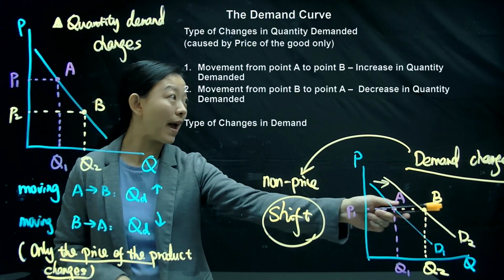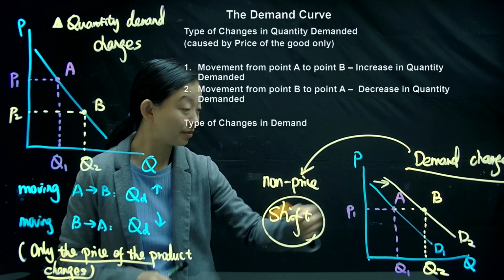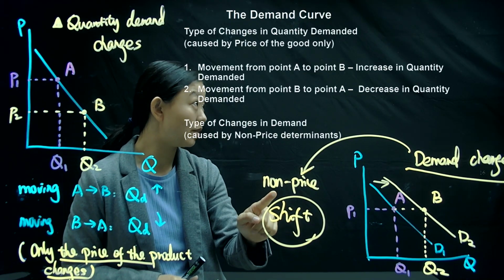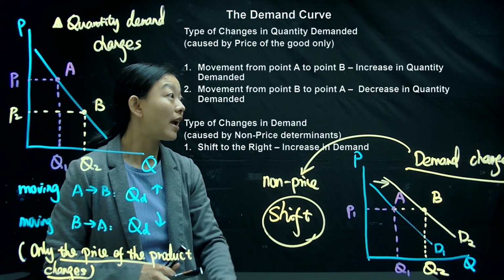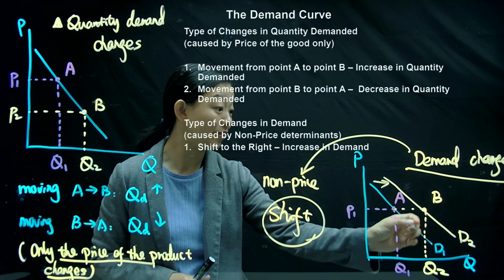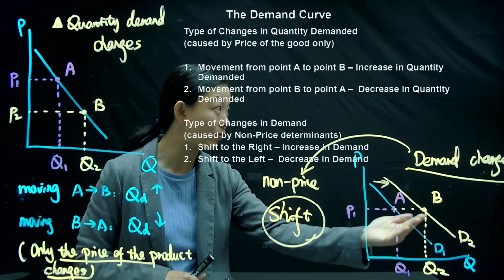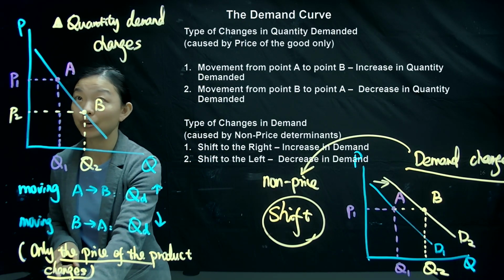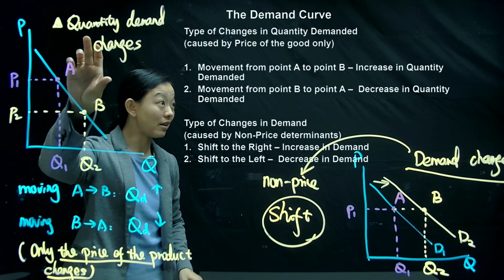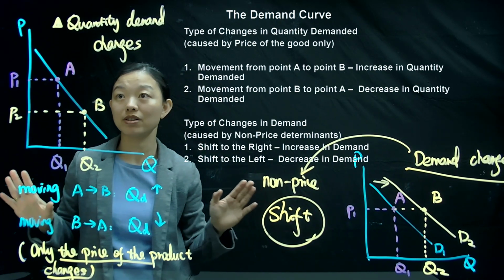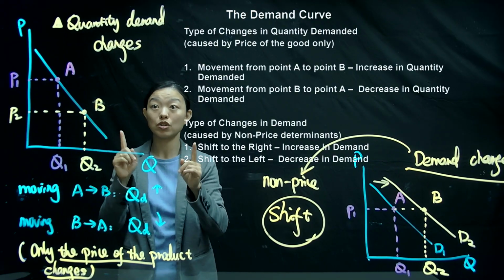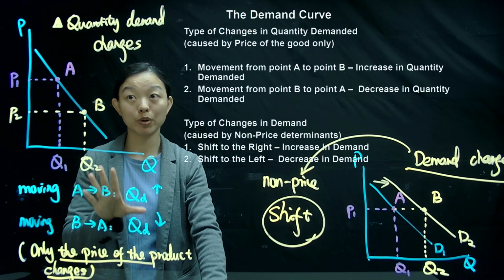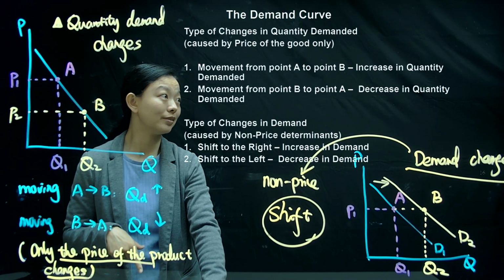Now, the change in demand will be the graph for this part. It will be caused by non-price determinants. And then it can either shift to the right-hand side if demand is increasing, or shift to the left-hand side if demand is decreasing. So these two terminologies are very important: change in quantity demand and change in demand. Very different, okay? You need to learn how to distinguish these two concepts. And this will be one of the most important parts in this chapter.